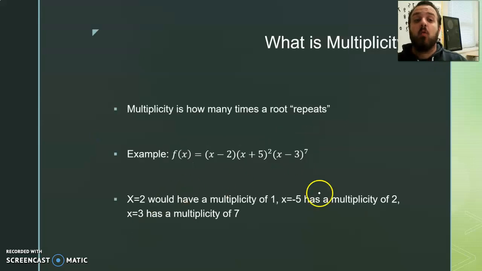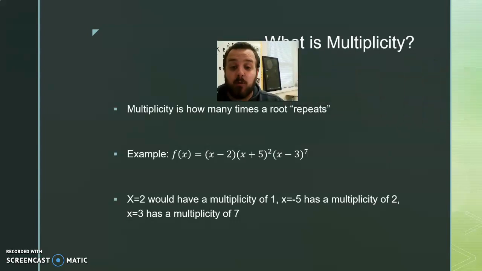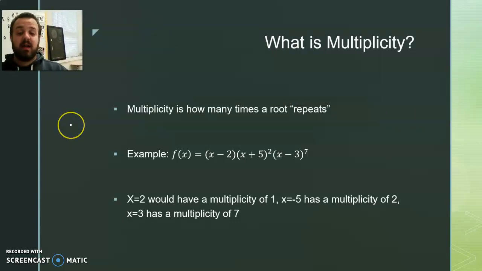So what is multiplicity? What are we talking about? Multiplicity is how many times a root repeats. For an example, I gave a factored polynomial here: x minus 2 times x plus 5 squared times x minus 3 to the 7th.